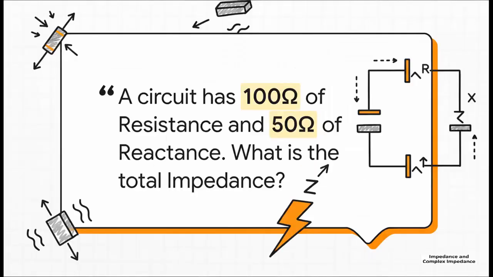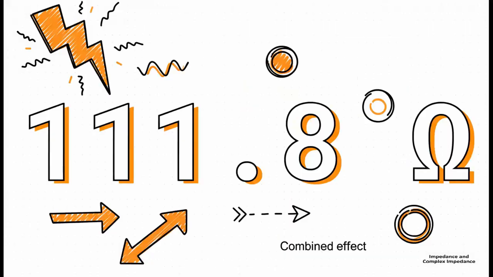All right, you with me? Let's run some quick numbers. Let's say we have a circuit with 100 ohms of good old resistance and 50 ohms of that tricky reactance. So what's the total impedance? And the answer is 111.8 ohms. Now, hold on. Notice that it's not 150 ohms, which is what you'd get if you just added them together. Because they're working at an angle to each other, their combined effect is actually less than their simple sum. That right there is the core idea of impedance in action.